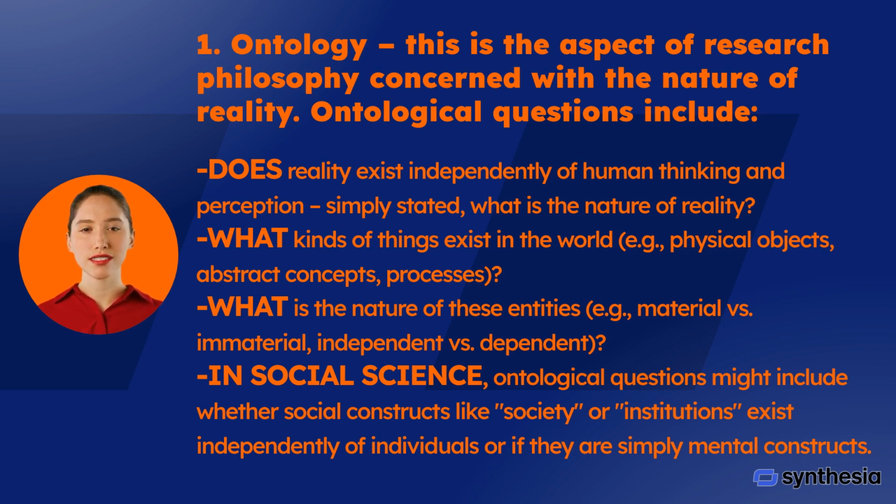In social science, ontological questions might include whether social constructs like society or institutions exist independently of individuals, or if they are simply mental constructs.